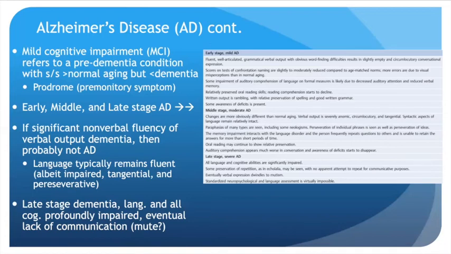If it's a significant nonfluency of verbal output dementia, then it's probably not Alzheimer's disease. Language typically remains fluent, albeit impaired, tangential, and perseverative. In late stage dementia, language and all cognitive functions are profoundly impaired, and eventually there might be a lack of communication completely, a mutism.